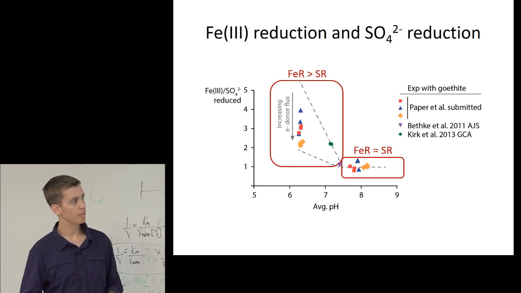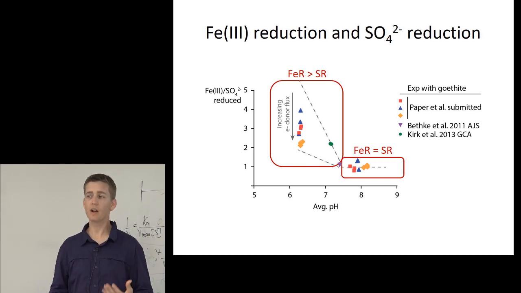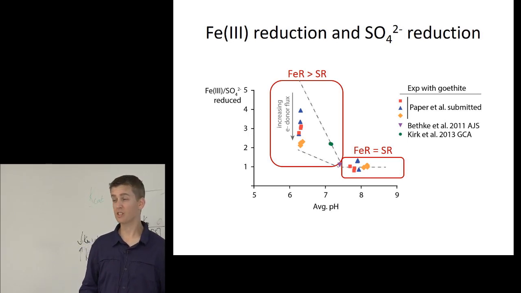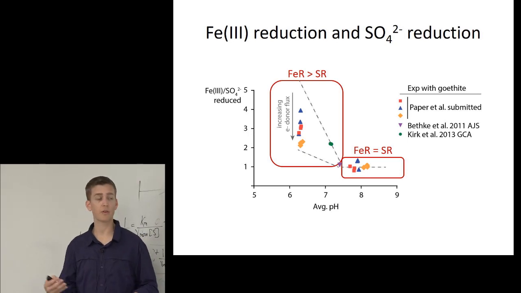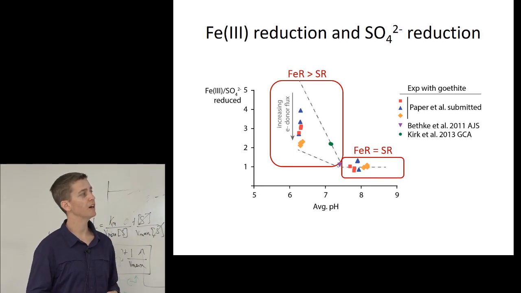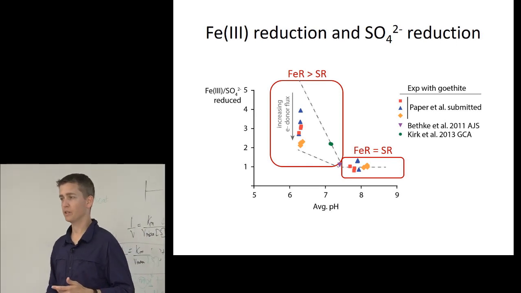At basic pH, we see that the amount of iron reduction almost always matches the amount of sulfate reduction, regardless of how much acetate is flowing through that reactor. So that's kind of a cool result. We've seen that now in several experiments. And we think that there's a few reasons why that happens.